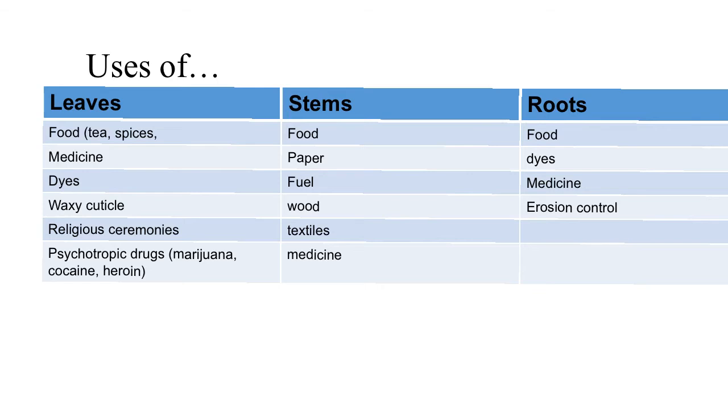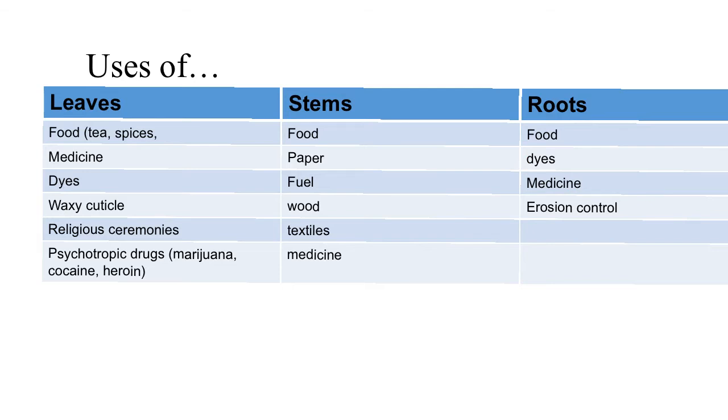And one of the importances is related to the uses that they have. So, of course, food. Leaves, stems, and roots can all be used for food. They can be used for medicine, they can be used for fuel, tons of different uses. Even religious ceremonies. Erosion control is a really important purpose of roots in ecosystems, and so the uses are immense.